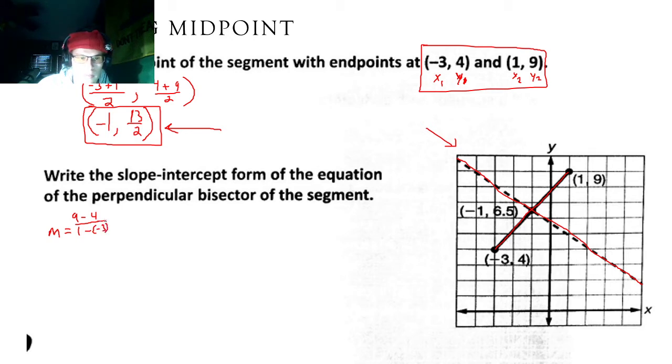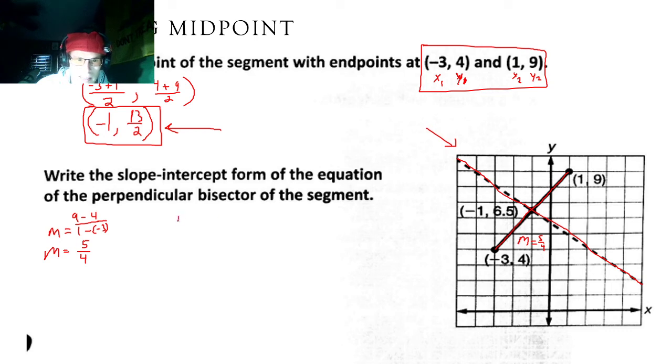So we're finding the slope of the perpendicular line first of all, okay? Well, of our first starting line, because this is our line we're starting with. M equals 5 over 4, right? So if our slope for this line is 5 over 4, what's the slope of our perpendicular line?